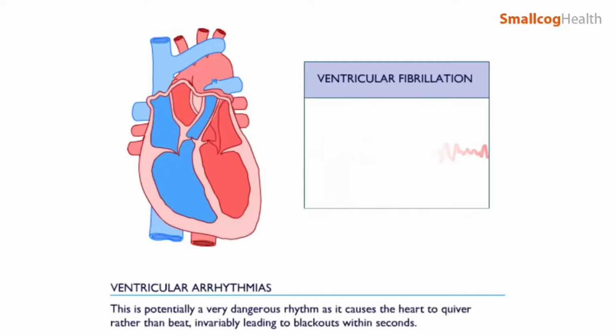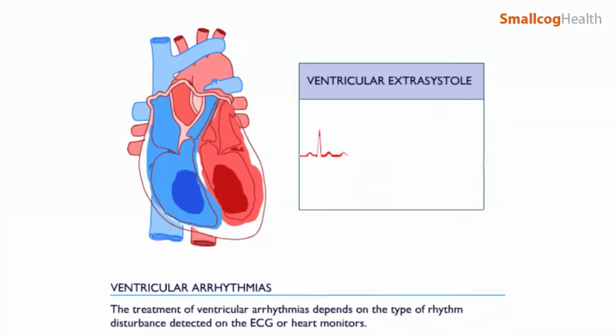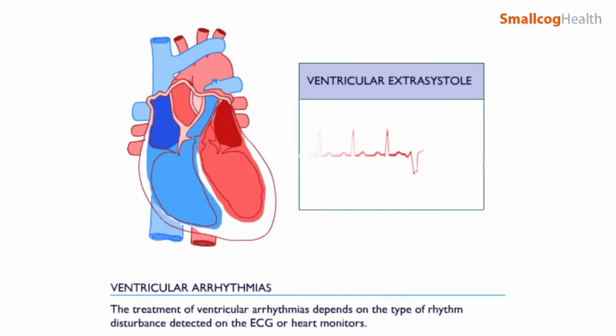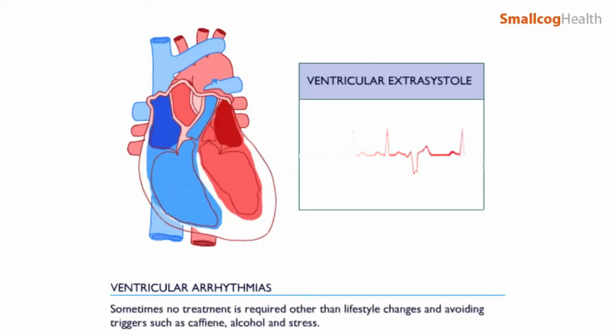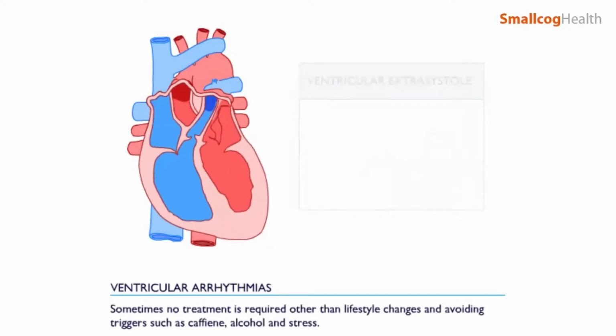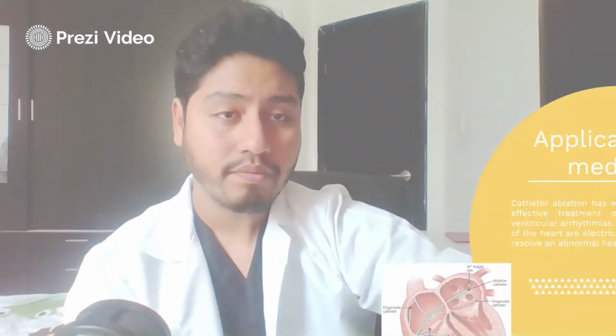invariably leading to blackouts within seconds. The treatment of ventricular arrhythmias depends on the type of rhythm disturbance detected on the ECG or heart monitors. Sometimes no treatment is required other than lifestyle changes and avoiding triggers such as caffeine, alcohol, and stress.